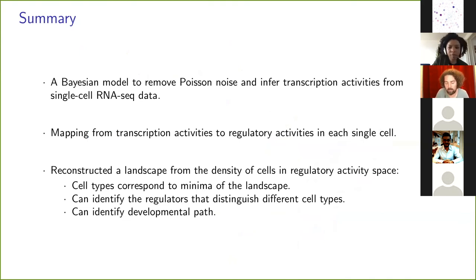Okay, so to summarize, first I showed you a Bayesian model to remove the Poisson noise and infer this transcription activity from single cell RNA sequencing data. And I showed you how to map this transcription activity to a space of regulatory activity for each cell. And finally, I showed you a few simple examples on how to use this constructed landscape to define cell types as local minima, identify regulators that distinguish those different cell types, and finally identify developmental paths with associated regulators.